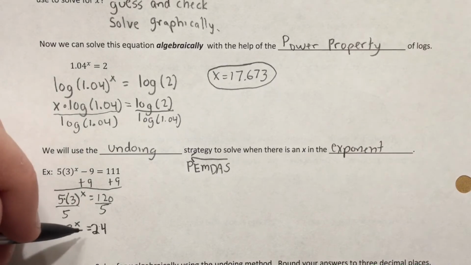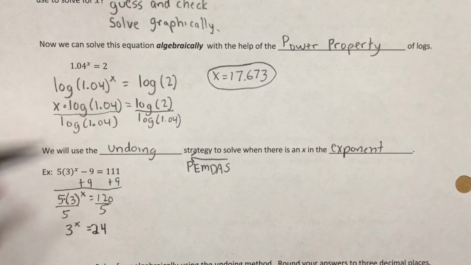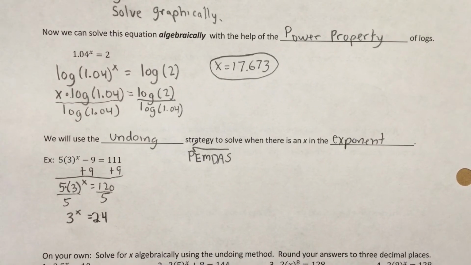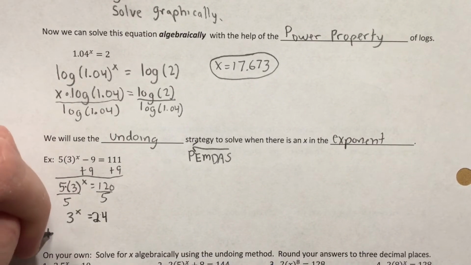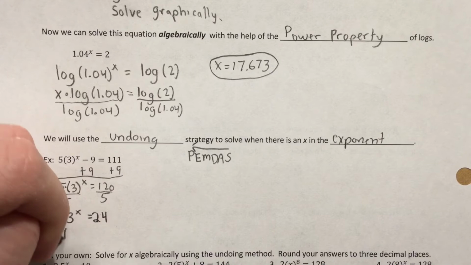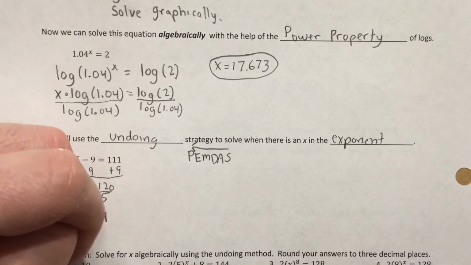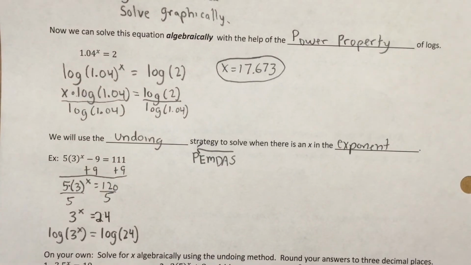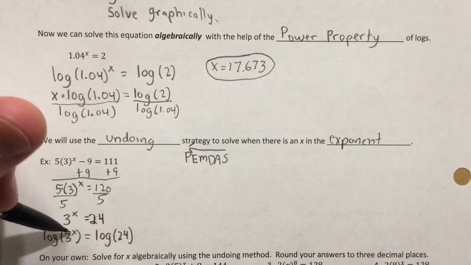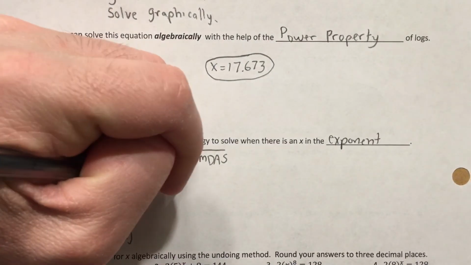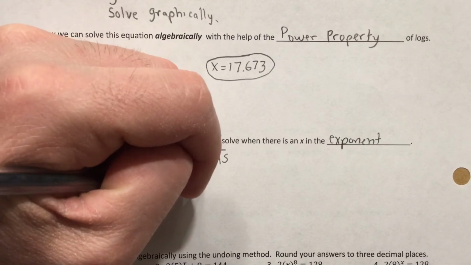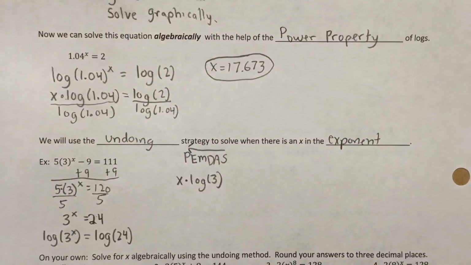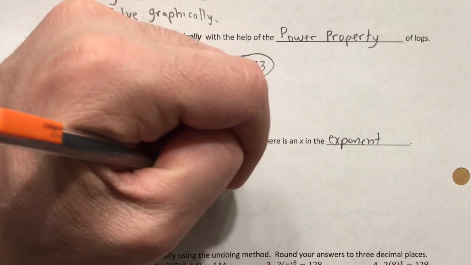And now, this is the new part. Before I didn't know how to solve this, but now all I have to do is take the log of each side. So if I take log of 3 to the x and log of the right side, log of 24, I can then rewrite this left side with the power property by moving that x in front. x times log of 3. Again, that would still equal log of 24.